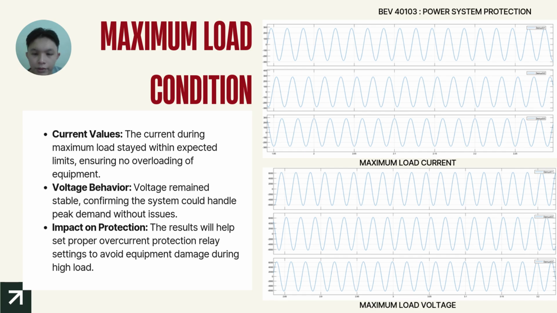So for the current values during the simulation, the current during the maximum load state is within the expectation, and it ensures that there is no overloading of the equipment. Next is our voltage behavior. Our voltage remains stable, confirming that the system can handle peak demand without any issue. And as for the impact on protection, this result shows that it will help us to set proper overcurrent protection relays so that we can avoid equipment damage during high load.